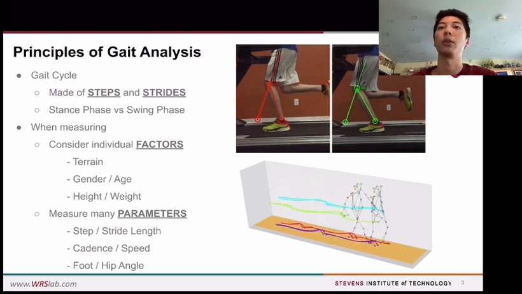And when measuring a patient through gait analysis, be sure to consider the individual factors such as the terrain. Obviously, a patient walking on rocky substance is going to be different than walking on flat land, and make sure to account for their gender and age and their height and weight when considering how they walk. Also, be sure to measure different parameters such as their step and stride length, as well as the speed that the patient can walk at and their foot and hip angle.